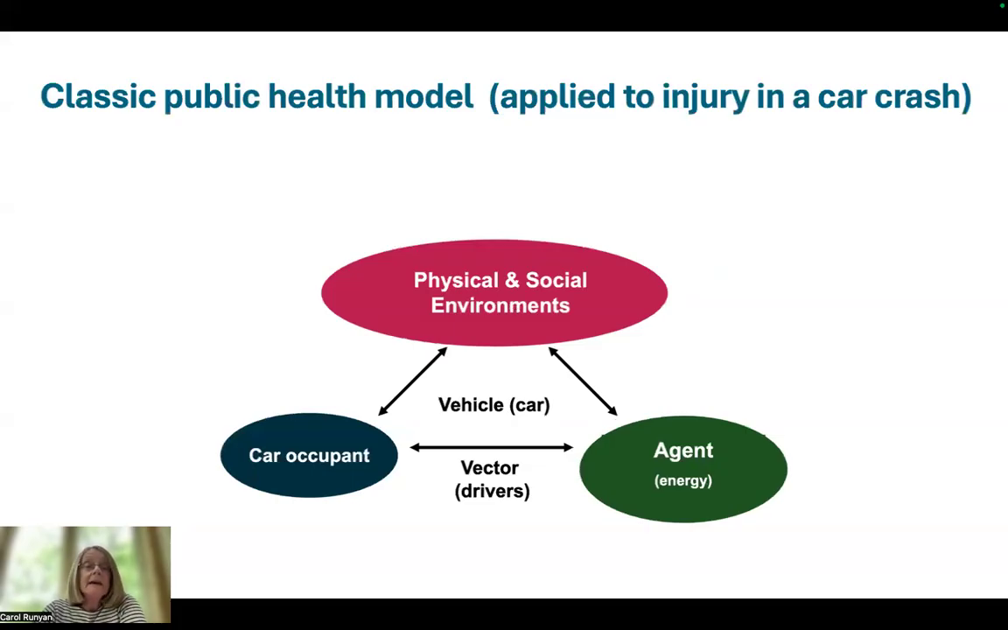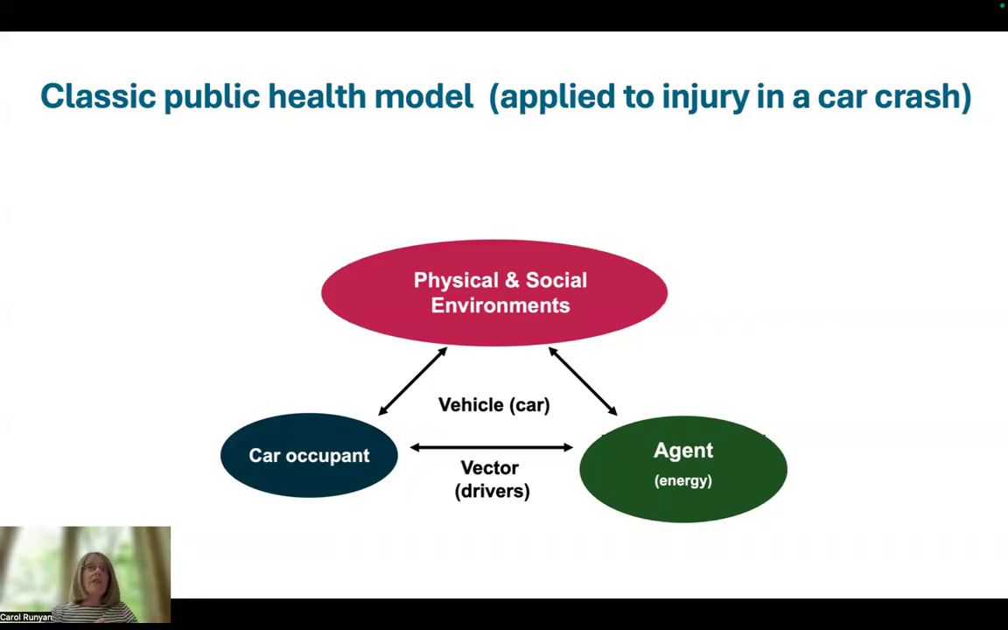It's the same idea. In this case, I'm using a motor vehicle crash as the disease, if you will, where the host is the occupant of the car who is affected. The vector might be other drivers. The vehicle is the vehicle itself, the car. That's one way to remember the difference between vehicles and vectors: in the case of a car crash, the vehicle is the vehicle. And in the case of injury, we usually talk about agents as being energy. And in the case of a car crash, that energy is usually mechanical energy from the collision itself.